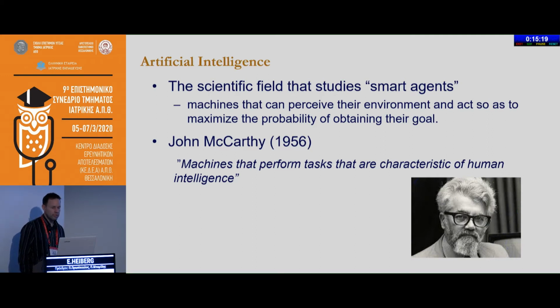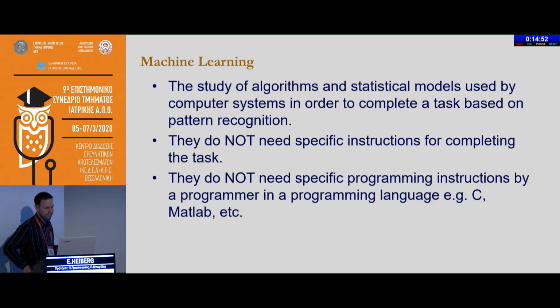One of the front figures in artificial intelligence was John McCarthy, and in 1956 he defined it like this. And I think it's a definition that is still very relevant today. Artificial intelligence is a machine that performs tasks that are characteristic of human intelligence. What is characteristic of human intelligence is something we can discuss, but it's at least the foundation. So artificial intelligence is the wider scope.